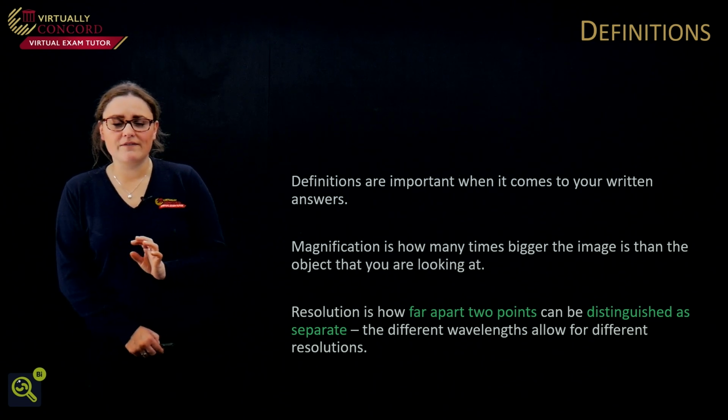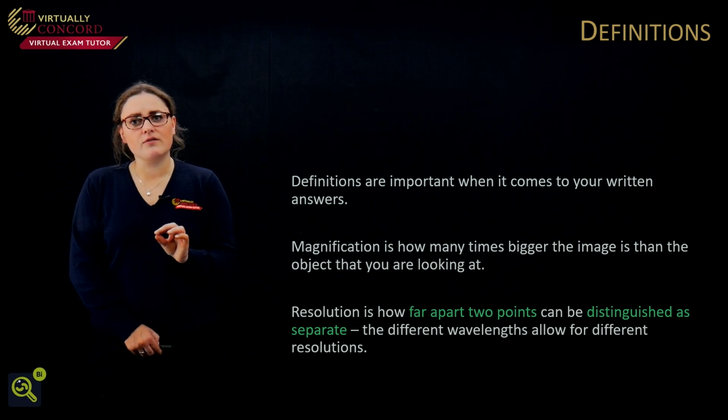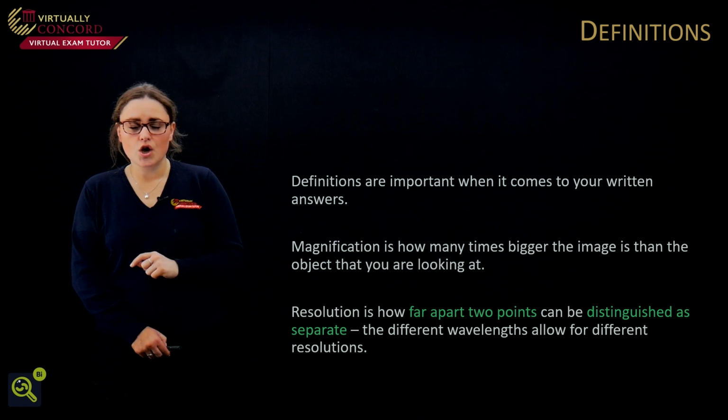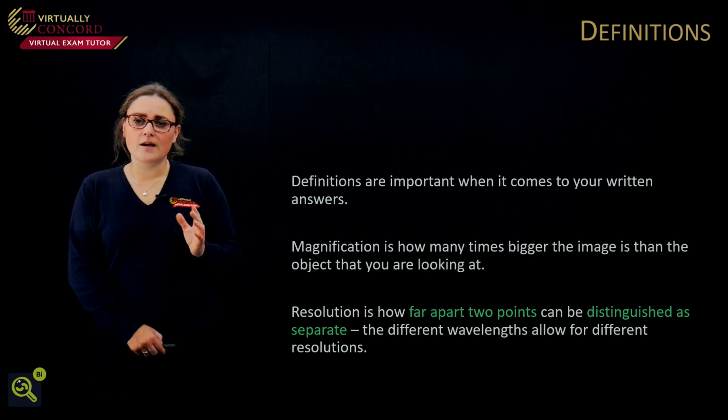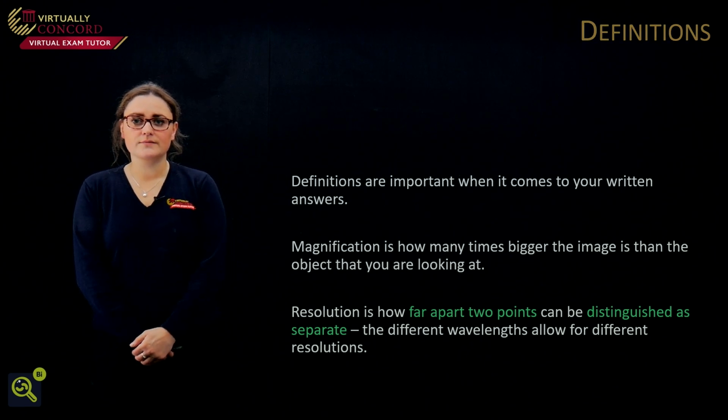Okay, and resolution is how far apart 2 points can be distinguished as separate. So those different wavelengths that we were talking about, so your wavelength of light versus the wavelength of the beam of electrons, okay, provides us with the different resolutions. So the wavelength of light is slightly longer than the wavelength of the beam of electrons, so therefore those electron microscopes give us better resolution.